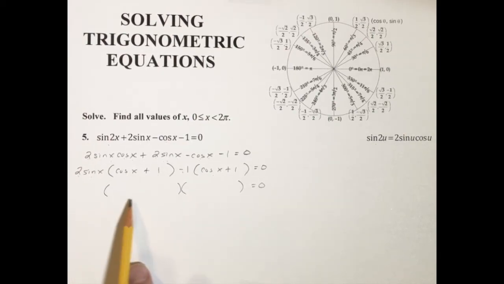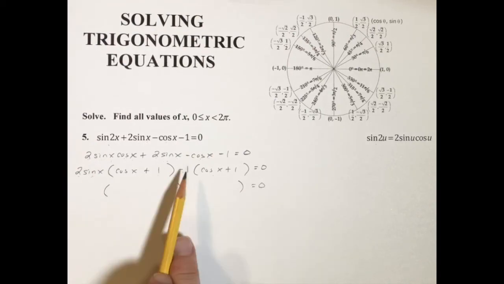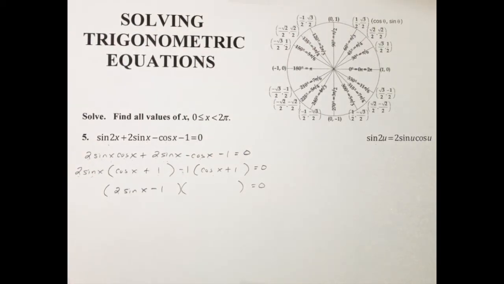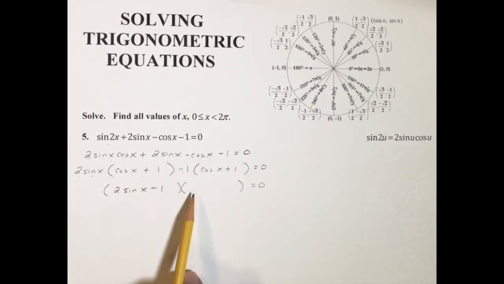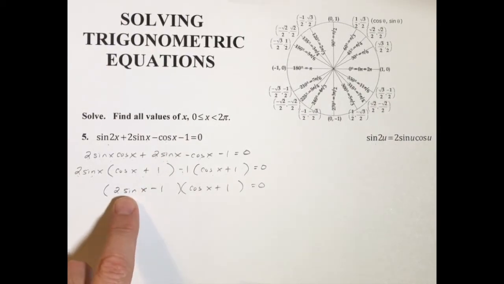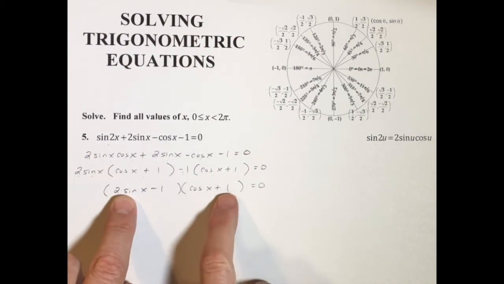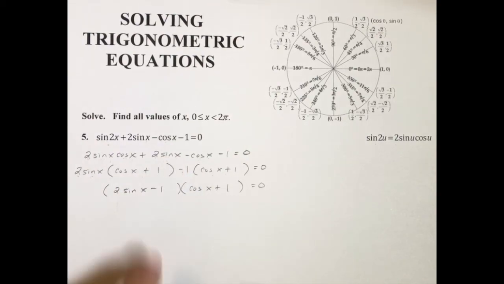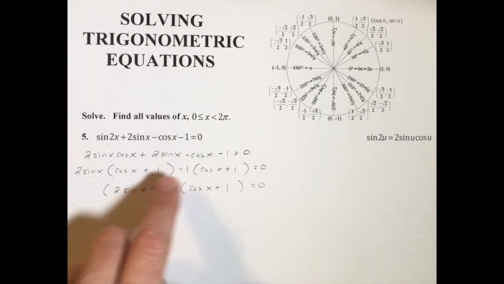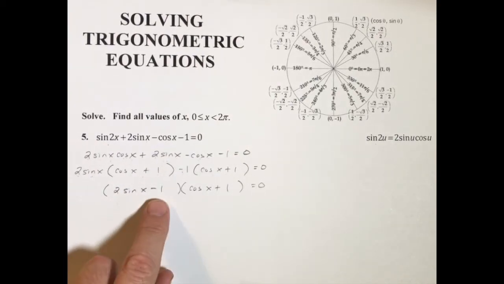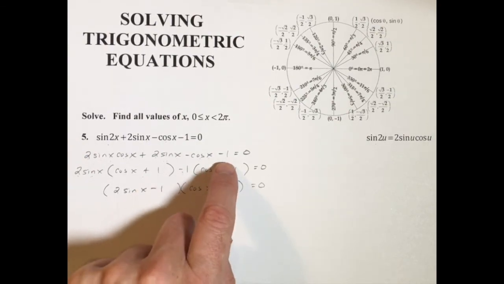My next step in factor by grouping is to group the factors into the product of 2 factors. My first factor is 2 sine x minus 1. And my second factor is this duplicate. This is cosine x plus 1. You can even check it. Let's FOIL here. 2 sine times cosine is 2 sine cosine. 2 sine times 1 is the 2 sine. Negative 1 times cosine x is negative cosine x. And negative 1 times positive 1 is negative 1.